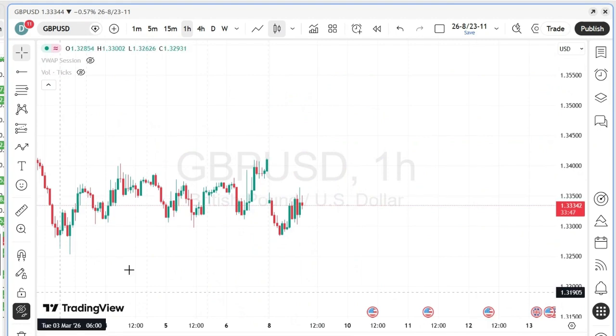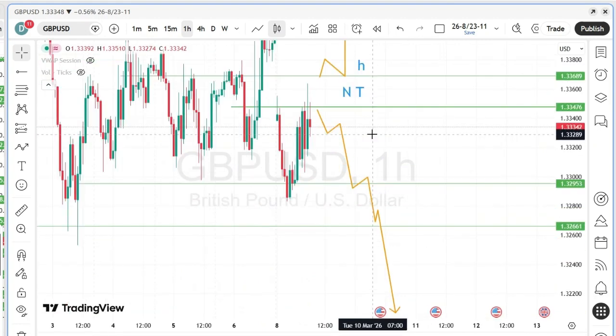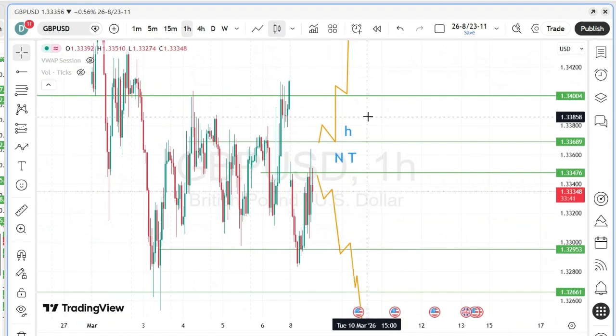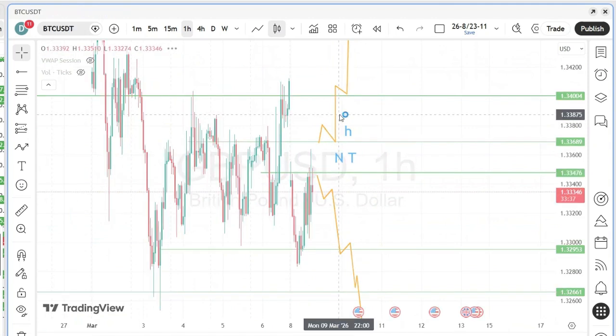Okay, so we can expect a bounce, but currently we'll be bearish. If bounce comes, then we will take above this level only. Let it come above this level, then we will look for buying opportunities.